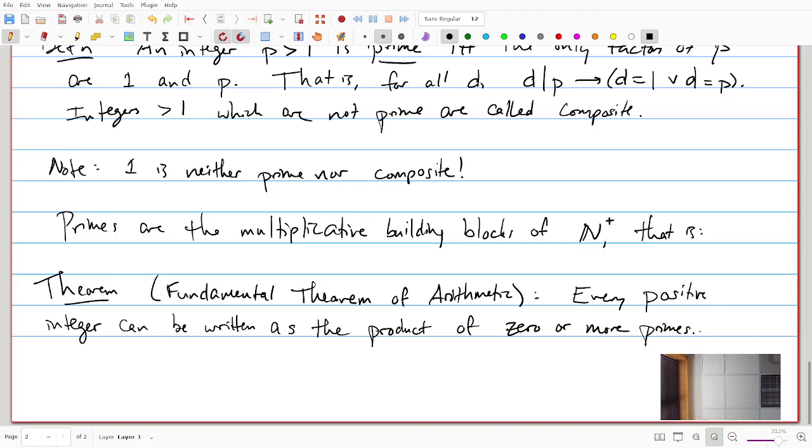Garrett? 2 times 2 is 4. There are 0 primes being multiplied there. 2 is prime. Oh, I'm an idiot. That's fine.